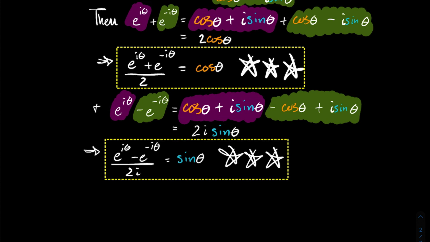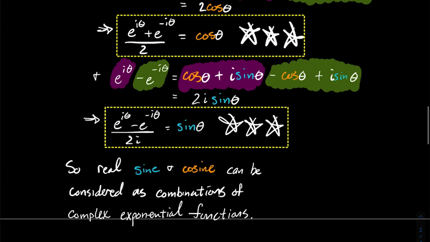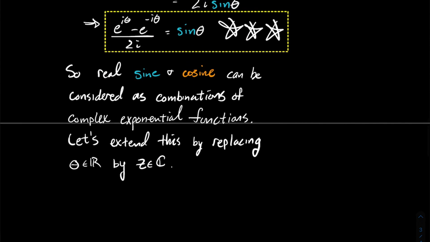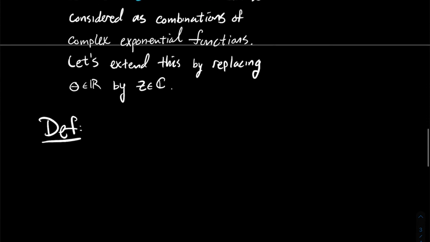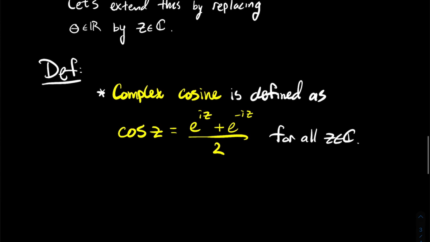So I've put these two formulas in a box. Real sine and cosine, they're considered as combinations of complex exponentials. Let's just extend this by replacing the thetas that were real numbers by complex numbers, z. So here's our definition of complex sine and complex cosine. Complex cosine is going to be e to the iz plus e to the minus iz divided by 2.